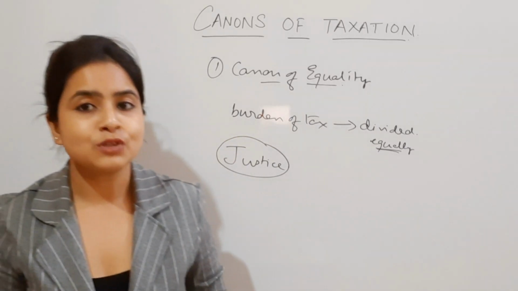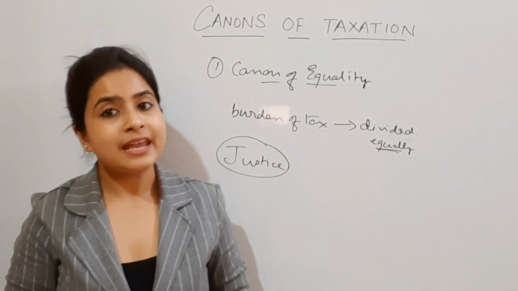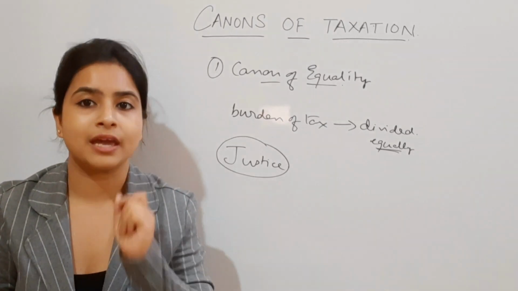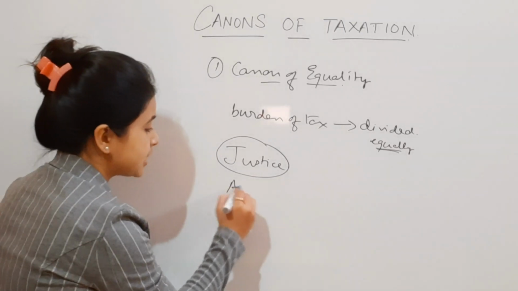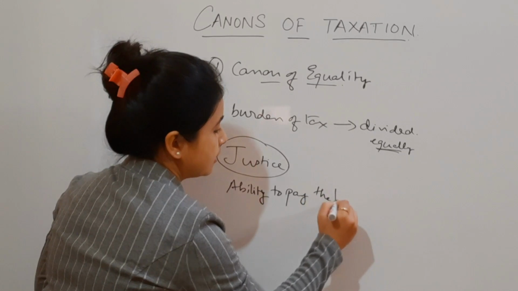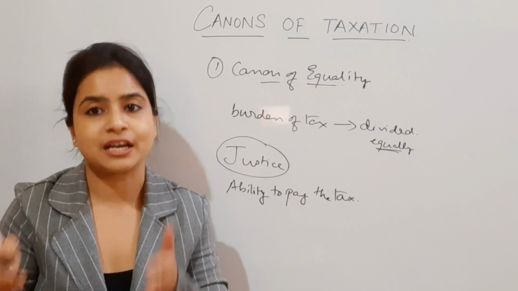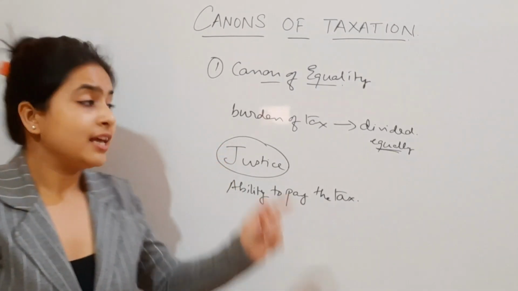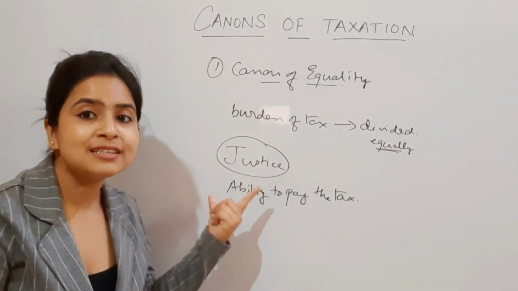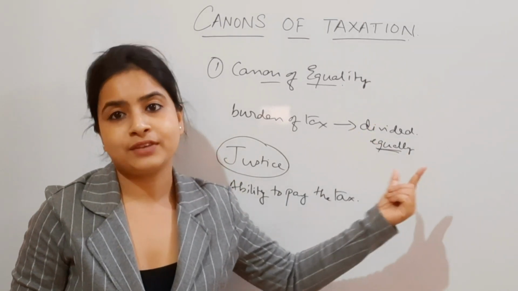Why is this justice there? Because there are different types of taxpayers that exist in an economy. So it is not possible that each and every taxpayer has a similar amount of ability to pay the taxes. This is the thing that is different among the different taxpayers. And therefore, the justice system demands that the division of the burden of tax should be according to the ability to pay.